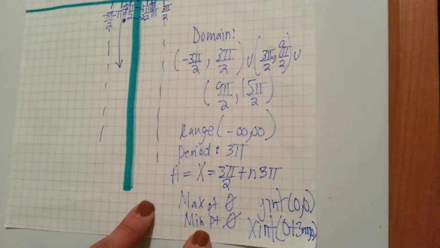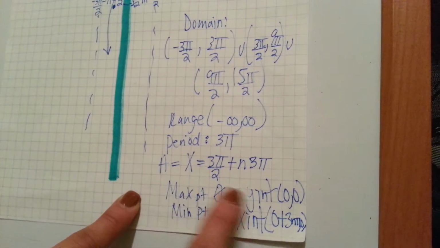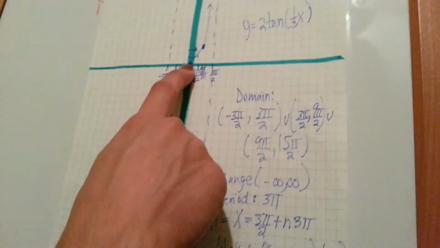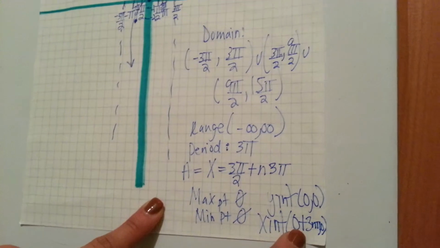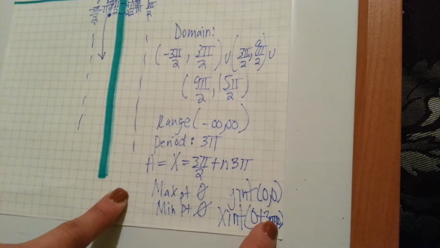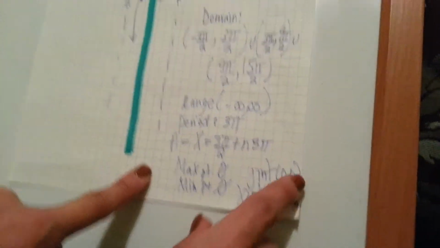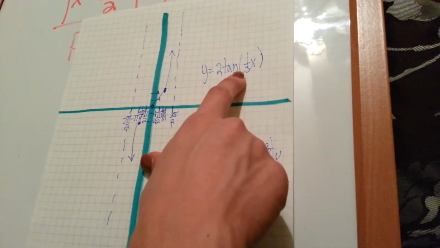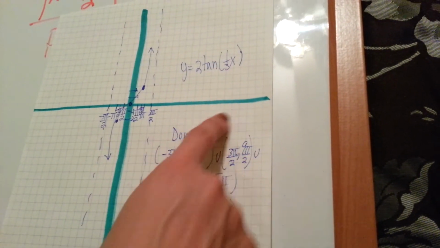Our maximum and minimum points, we don't have any in tangent curves. Our y-intercept, since you look up here, it touches at 0, 0. Our x-intercept is at 0 plus n times the period, which is 3 pi, comma 0. So this concludes our lesson for the function y equals 2 tangent parentheses 1 over 3x parentheses.